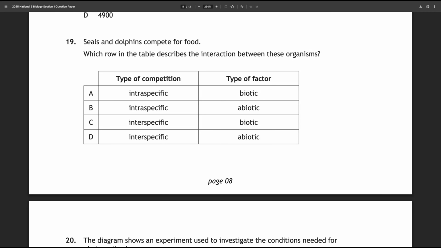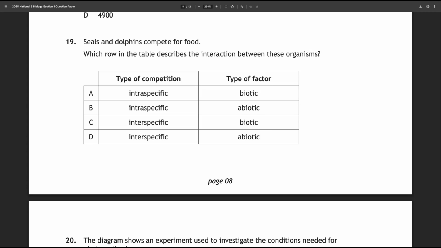Okay, seals and dolphins are different species, so that's going to be interspecific rather than intraspecific. The way to remember that is interspecific, different species. So there's an ER in different and there's an ER in interspecific. So therefore, we know it's interspecific rather than intraspecific, which is for the same. Same's got an A in it. Intra, it's got an A in it. So we know it's not that. It's interspecific, so that's C or D.